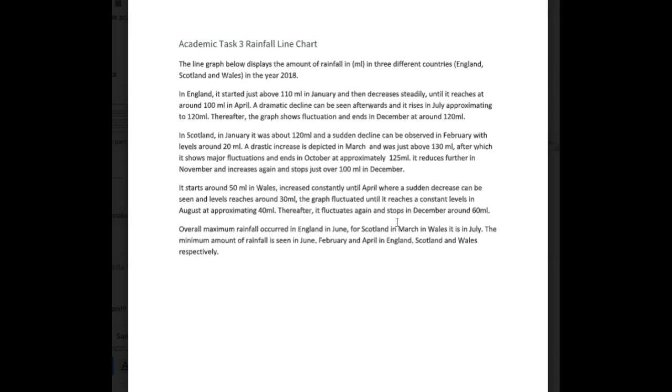Okay, it's a little detailed for an overview. It's a little too detailed. If you wanted to give a more appropriate overview here, you could have said something like overall rainfall fluctuated in all three countries considerably, yet England had the stablest rainfall of the three countries. That would be an appropriate trend to kind of highlight, okay?